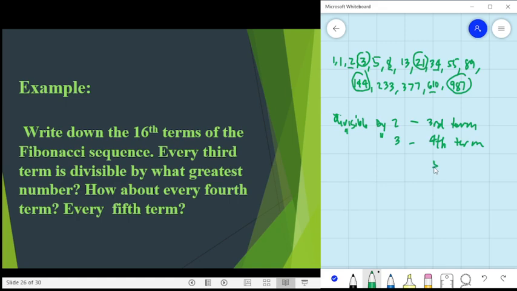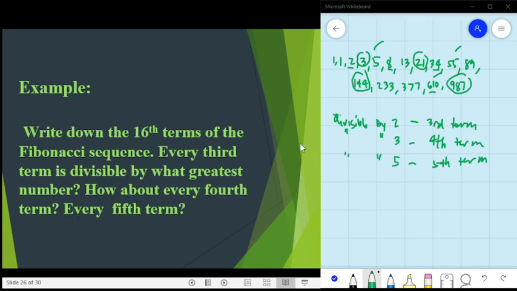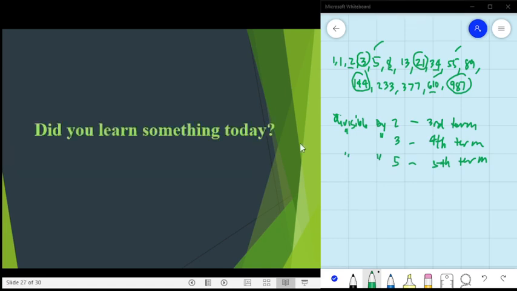What about the fifth term? So 1, 2, 3, 4, 5. 1, 2, 3, 4, 5. 1, 2, 3, 4, 5. Okay, it's divisible by 5. Nice, right? Okay.